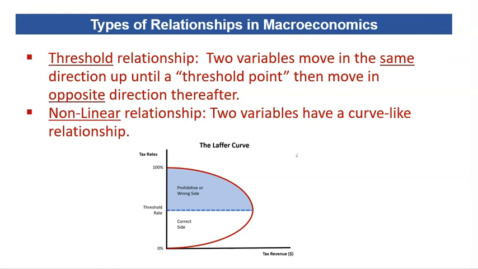One such example, as shown in the slide, is between tax rates and tax revenues, which is known as the Laffer curve, and will be discussed later in this course. However, the argument is that there is some threshold point above which the relationship between tax rates and revenues changes from a positive to a negative relationship. The textbook describes a couple of threshold models.